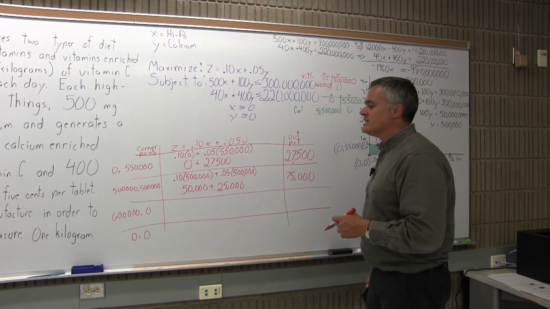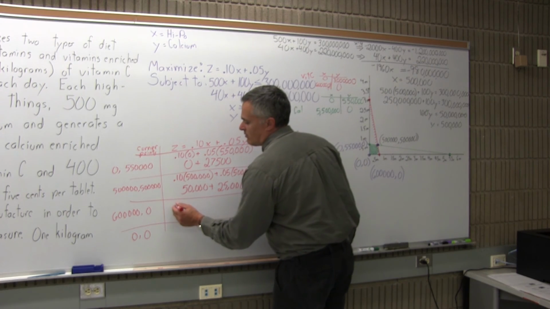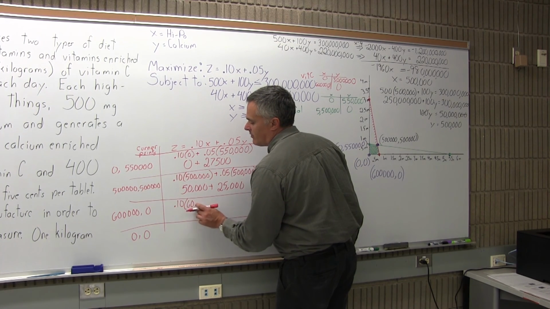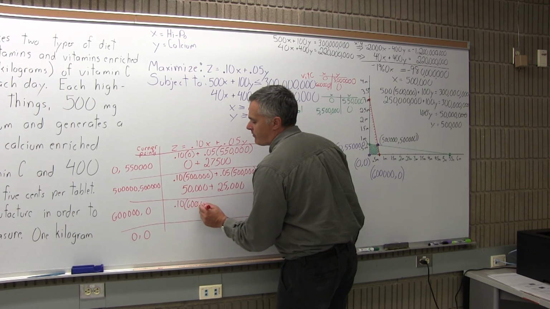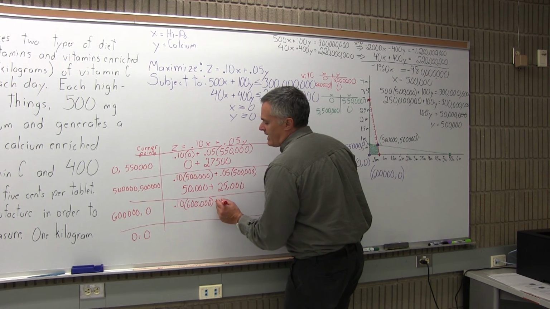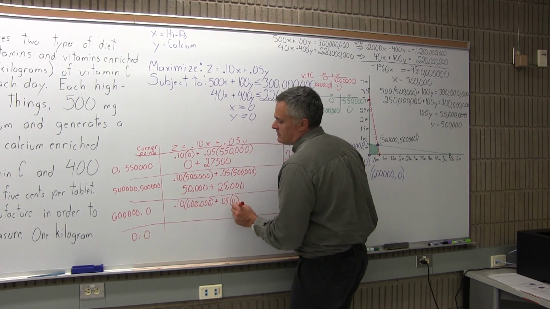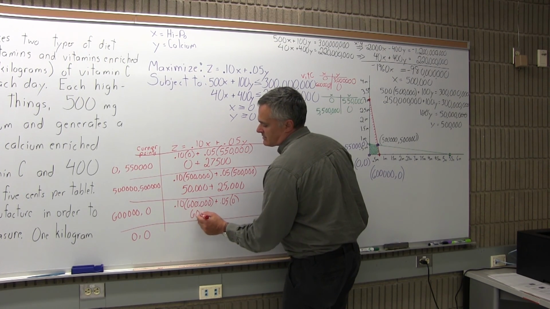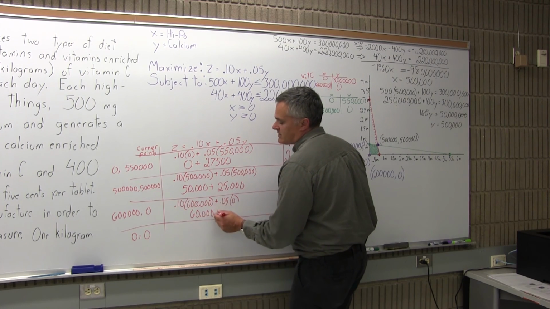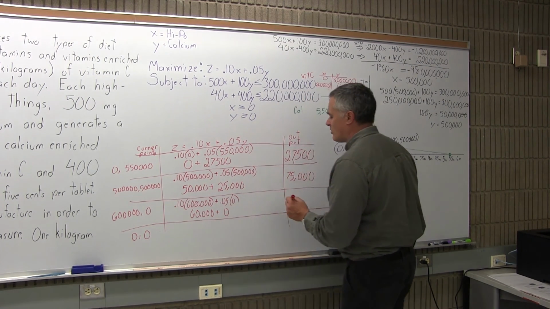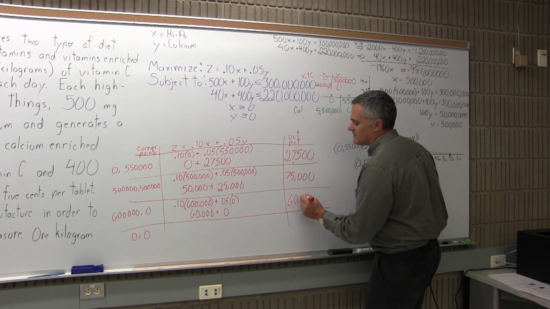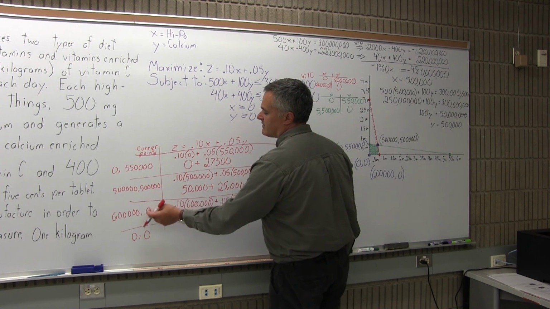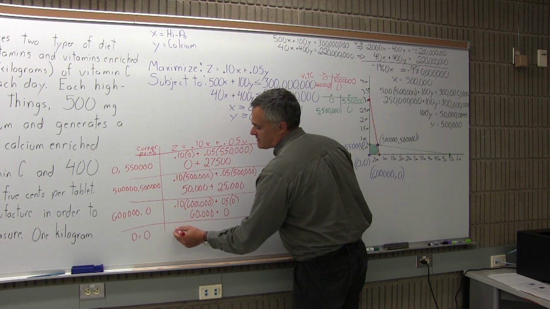And the next corner point, 600,000, 0. So 0.10 times x becomes 0.10 times 600,000. And 0.05y becomes 0.05 times 0. 0.10 times 600,000 is going to be 60,000. The 0.05 times 0 is just 0. So 60,000 plus 0 more is 60,000. So you can make a profit of $60,000 by making 600,000 of the high potency vitamins and 0 of the calcium vitamins. And the last corner point, 0, 0 is going to give me a 0.